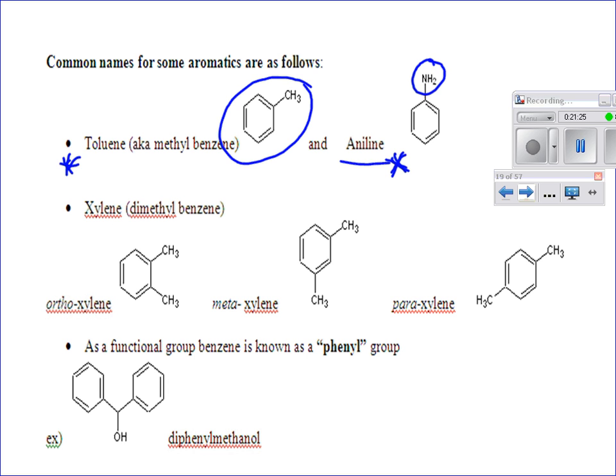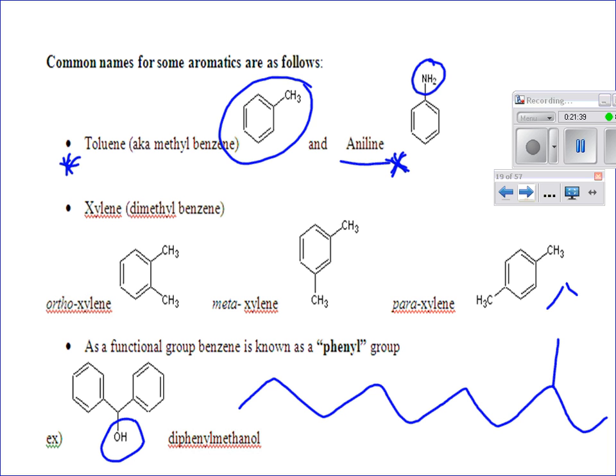Now the last one is when benzene acts like a substituent group. If I have a really long chain, or a different functional group that takes precedence, that benzene can be a substituent group hanging off of that chain or that functional group. If that's the case, it is known as phenyl. So this would be 1, 2, 3, 4, 5, 6, 7, 8, 9, 10. Wow, I didn't even count. 3-phenyldecane. Okay? Got it?